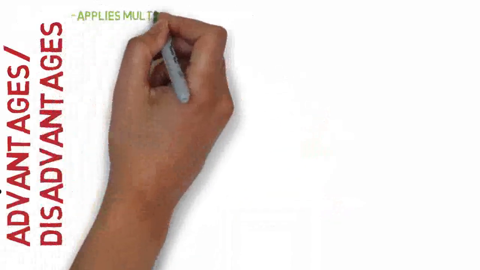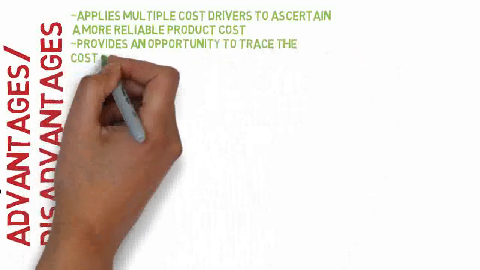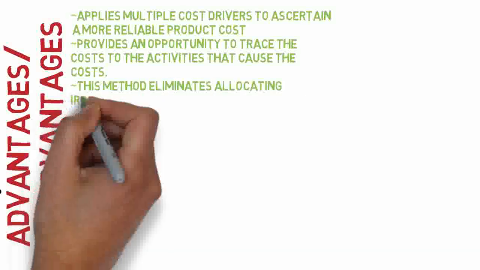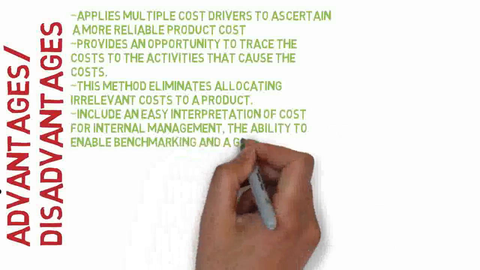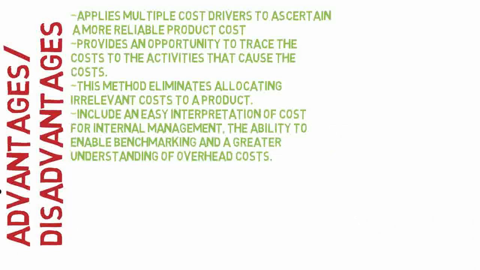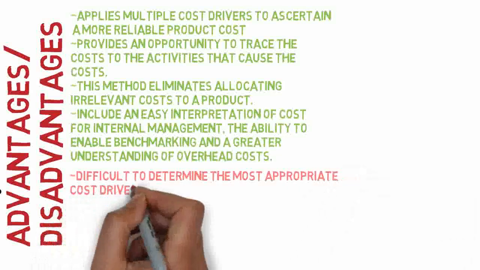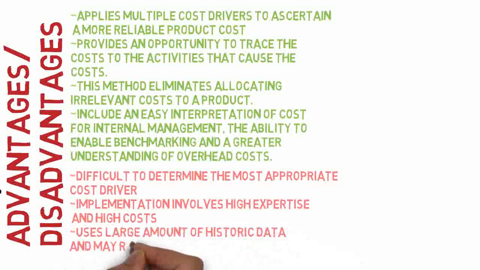Let's see what the advantages and disadvantages of ABC are. Advantages: ABC applies multiple cost drivers to ascertain a more reliable product cost. ABC provides an opportunity to trace the costs to the activities that cause the costs. The ABC method eliminates allocating irrelevant costs to a product. ABC includes an easy interpretation of cost for internal management, the ability to enable benchmarking and a greater understanding of overhead costs. Some criticisms of ABC follow: it is difficult to determine the most appropriate cost driver. Implementation of ABC involves high expertise and high costs. ABC uses a large amount of historic data and may restrict future decisions.